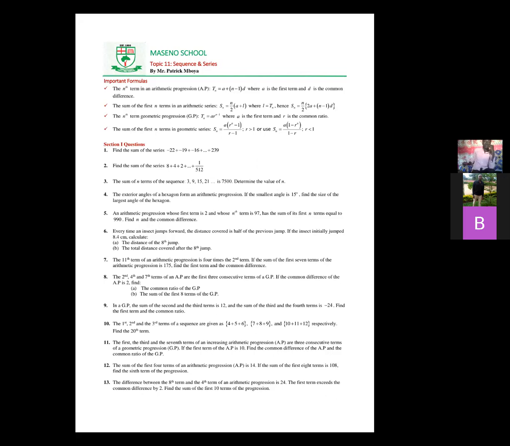Good. It has been sent. So, that question number five. An arithmetic progression whose first term is 2 and whose nth term is 97 has the sum of its first n terms equal to 990. Find n and the common difference. Good.